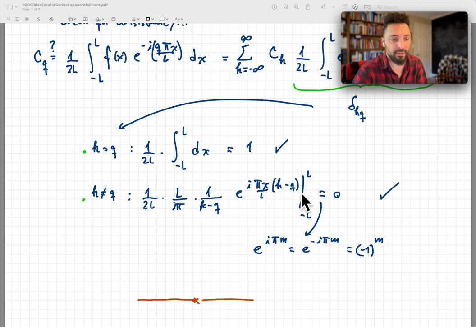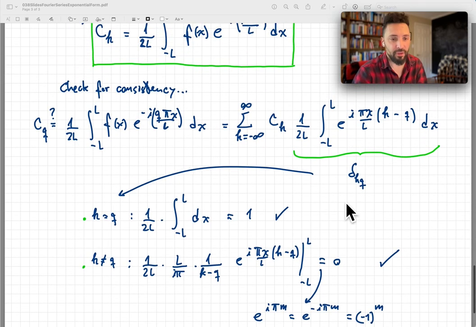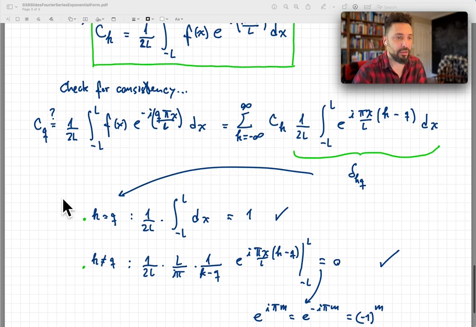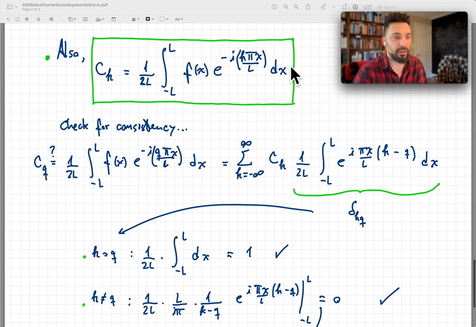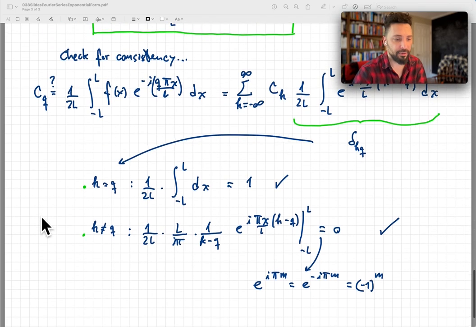So in other words, this function takes on the same values at x equal to L and x equal to minus L. The value happens to be minus 1 to the m, but it doesn't really matter. What really matters is that these two are identical, so the two endpoints are identical, which means that our result is 0, which is exactly what we wanted to see. We wanted to see that this integral gives us delta of kq, the Kronecker delta. So it vanishes if k is different from q, and it's equal to 1 if k is equal to q, and that gives us our final result. And so we confirm that this formula on the right reproduces indeed c_k for our exponential form of the Fourier series. And that is it.